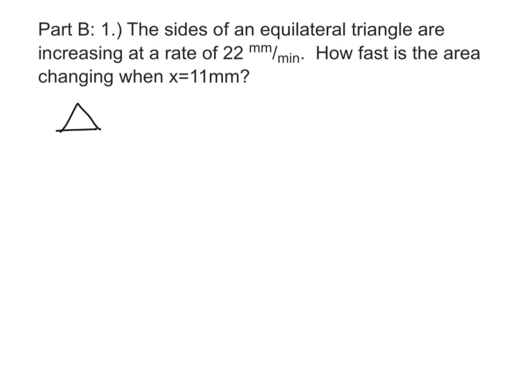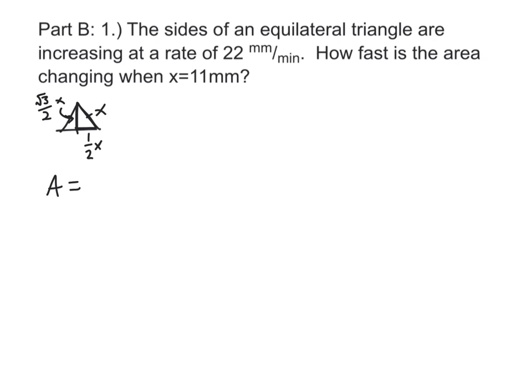We want to find out how fast the area is changing, so I need an equation for the area. Now, we had spent a little bit of time looking at this equilateral triangle. If all sides are equal and equal to x, and we cut this triangle in half, the base of this triangle would be 1/2 of x. And we have a 30, 60, 90 triangle, so the height of this triangle is going to be the square root of 3 over 2 x.